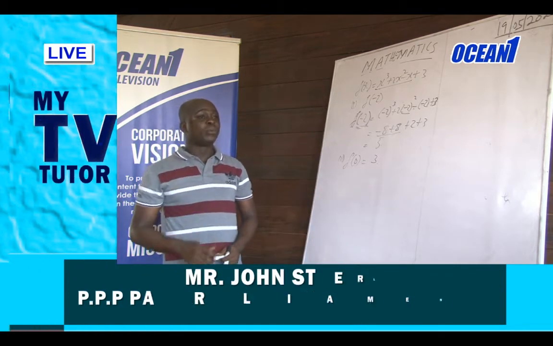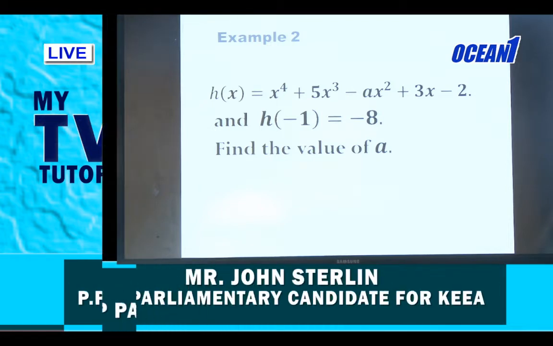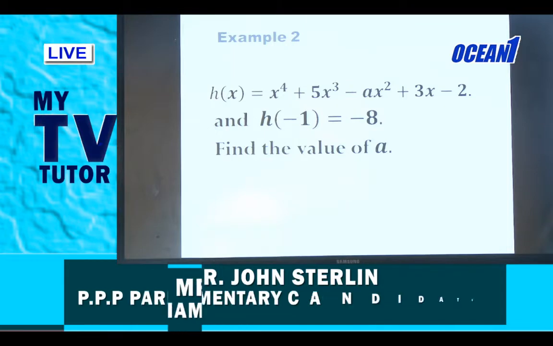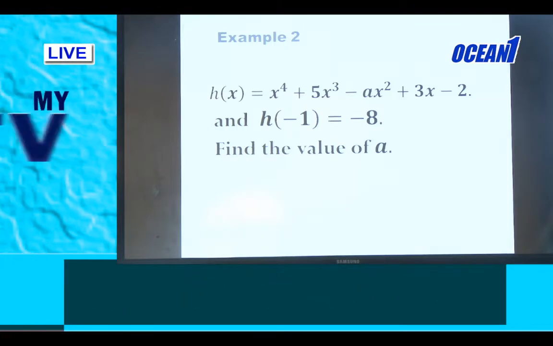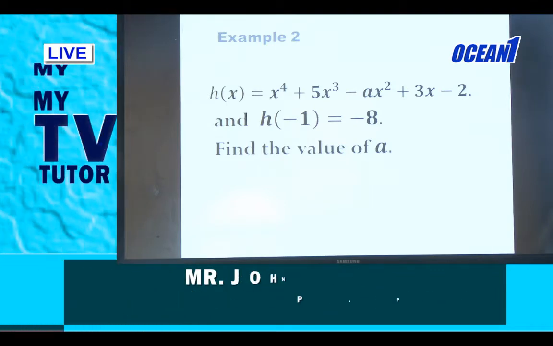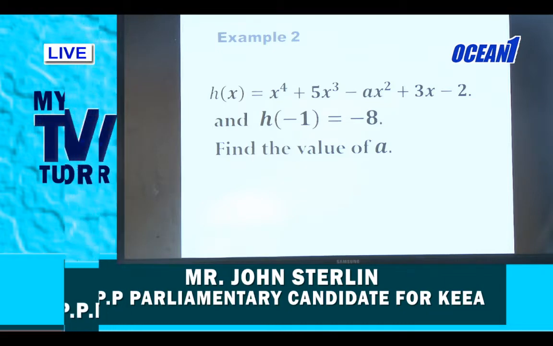Now, the next example is h of x is equal to x exponent 4 plus 5x cubed minus ax squared plus 3x minus 2. And we have been given a condition that h of minus 1 is equal to minus 8. So we have to find the value of a.